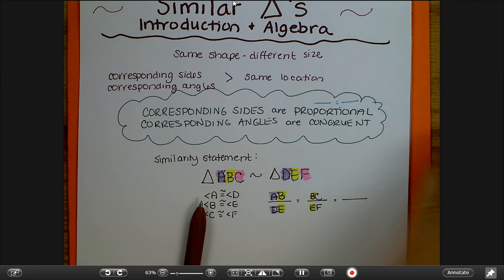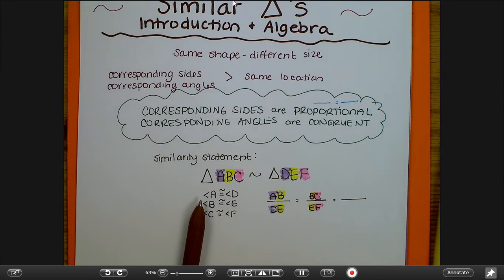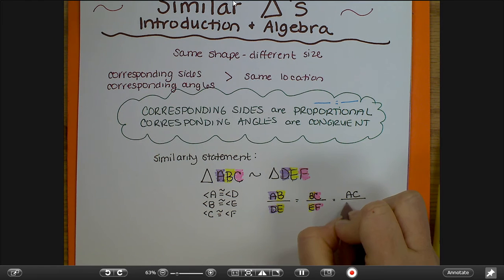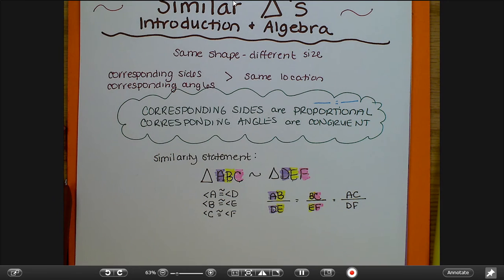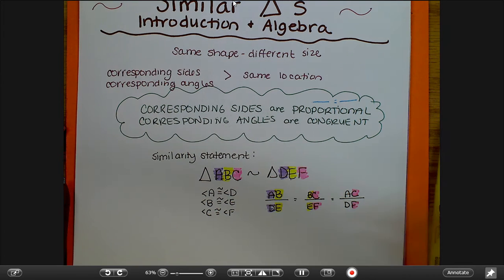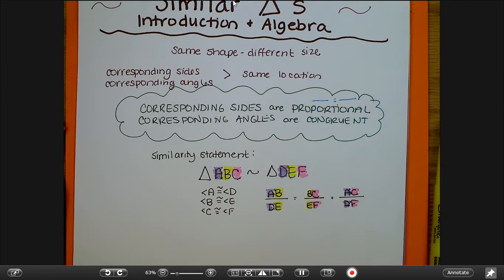All right, so we're going to use the similarity statement to tell us which parts correspond, what goes together. And last we have AC and DF. They're in the same position in the similarity statement and therefore will be matched up to compare when we're looking at all the sides and angles.